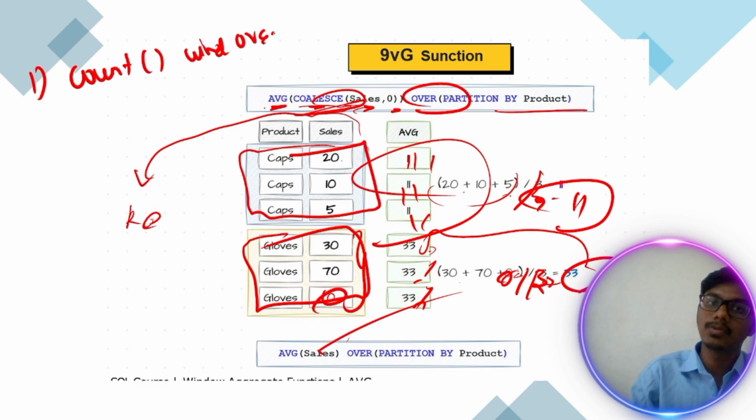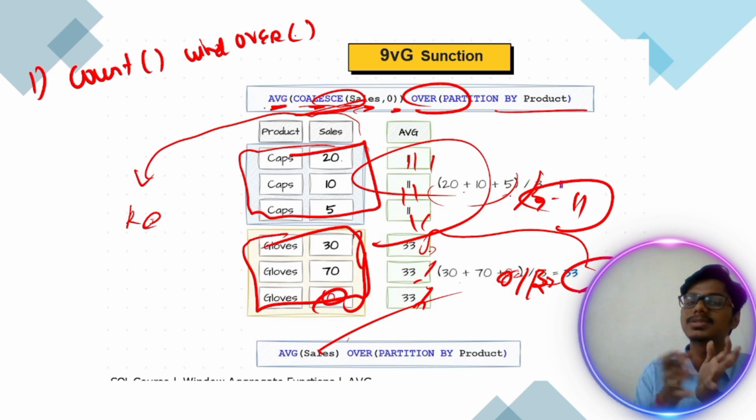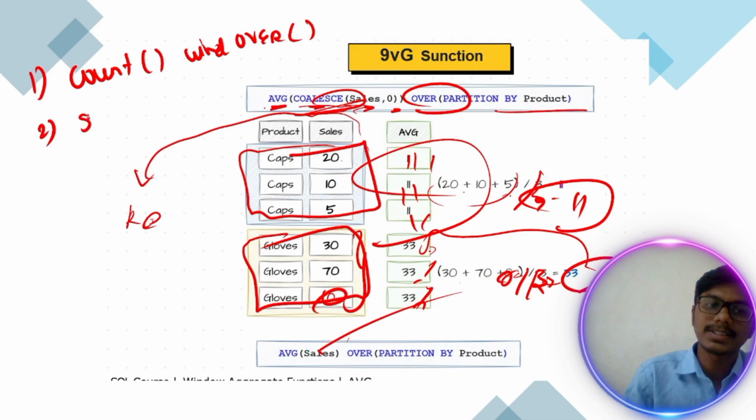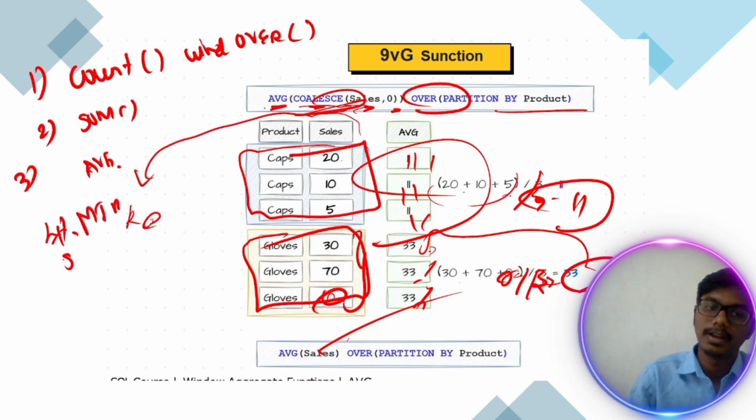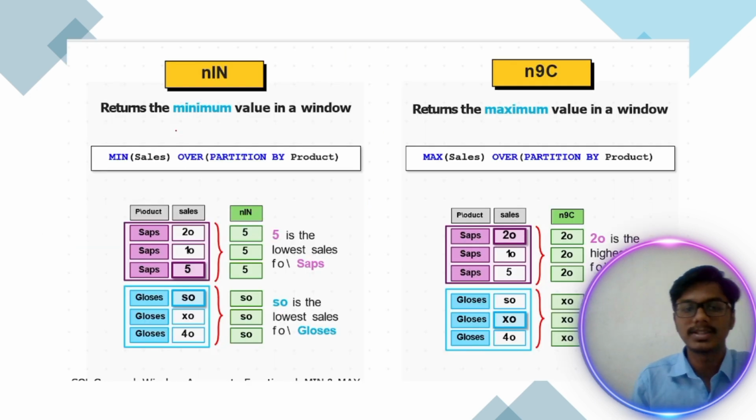Only when we use the OVER function does SQL know it is a window function. We want to calculate the window aggregation functions, as we have discussed. In the second part we discussed the SUM function, and in the third the AVERAGE function. In the next part we are going to discuss the MIN function and MAX function. It is very simple, so now let's dive into it.